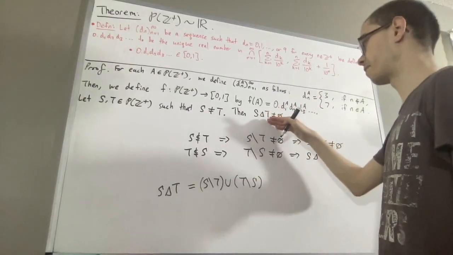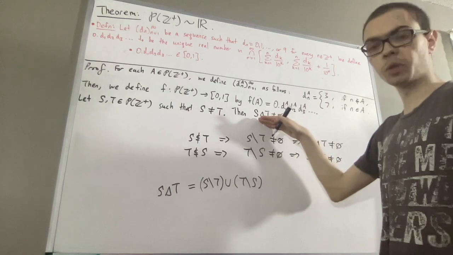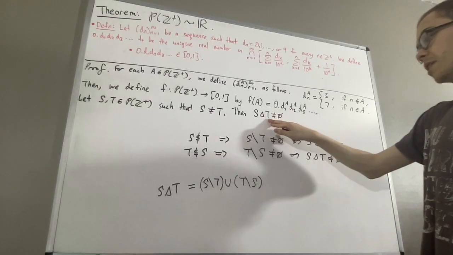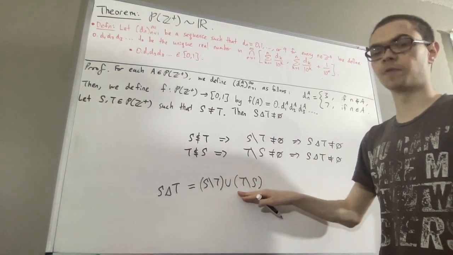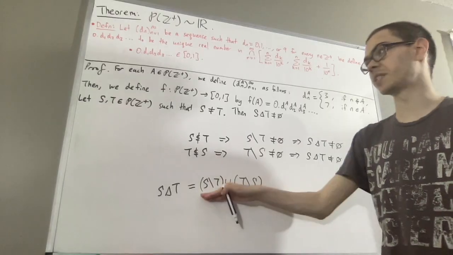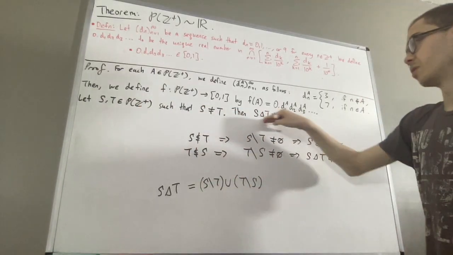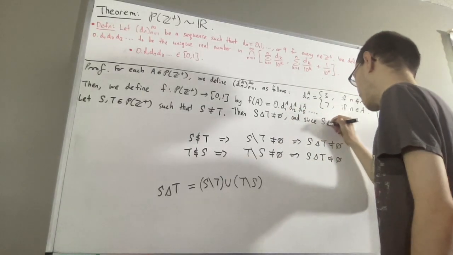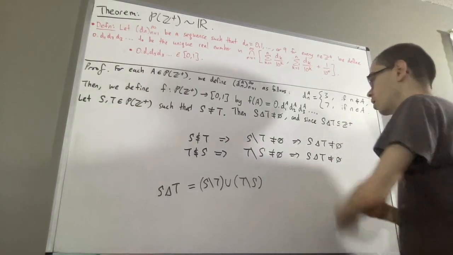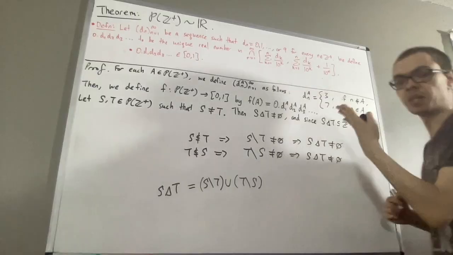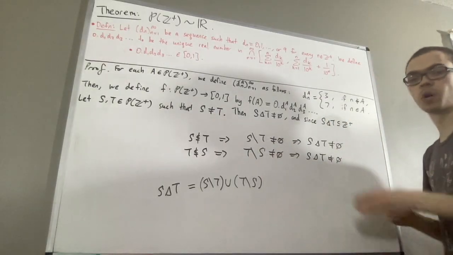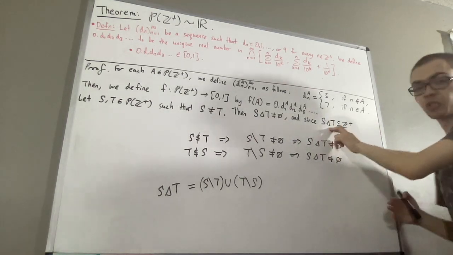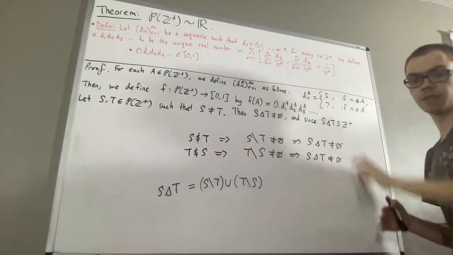Since the symmetric difference of S and T is non-empty, but also it's clearly a subset of the positive integers, because every element of the symmetric difference is going to be an element of S or an element of T, and S and T are both subsets of the positive integers, it's a non-empty subset of the positive integers. So it must have a smallest element by the well-ordering principle. We're going to call the smallest element of the symmetric difference of S and T lambda.